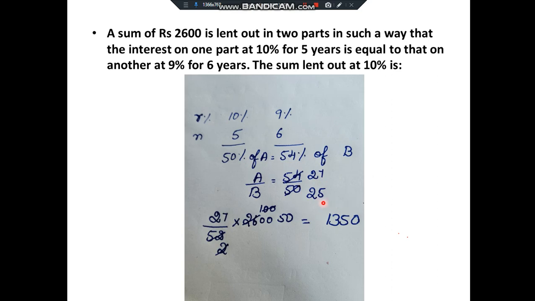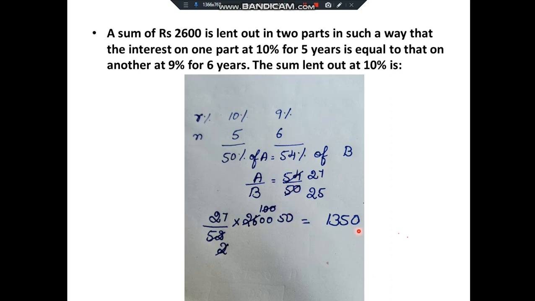Now how will you solve this? We will have to find A only, because that is what they are asking first. So 27 out of how many parts total? 27 plus 25, which is 52. So 27 out of 52, that is 27 divided by 52, into the total principal, 2600. So you will get how much principal is lent out for part A.